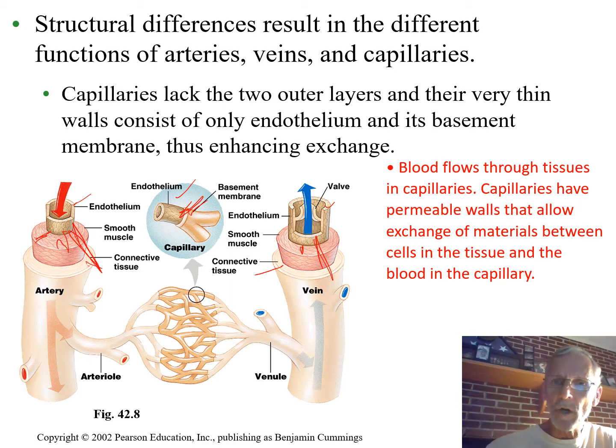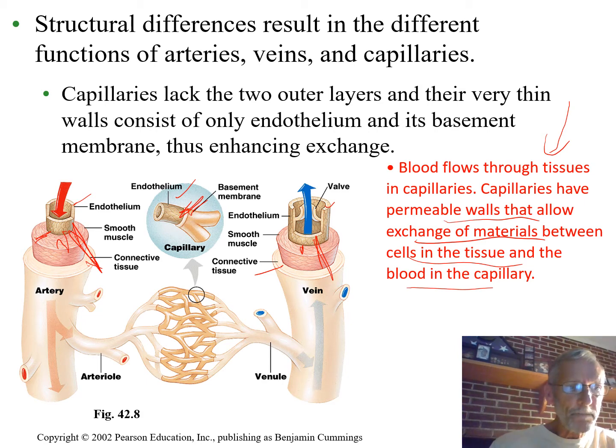Okay, so capillaries have permeable walls that allow exchange of materials between the blood and the tissues. This is again diffusion, thinness, right? And the speed of diffusion being very slow means if things are going to diffuse in and out of a tube, its walls better be very thin.